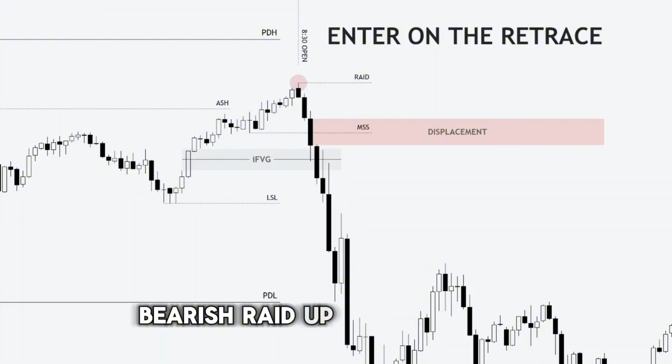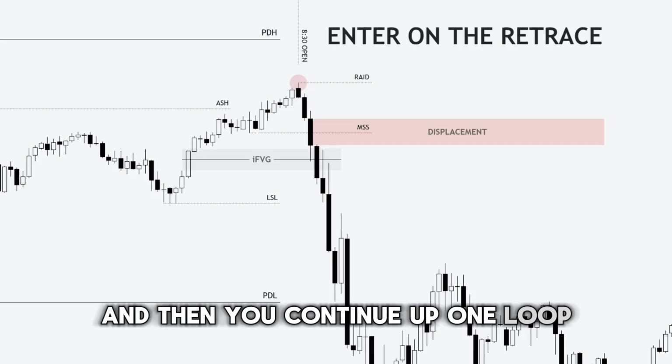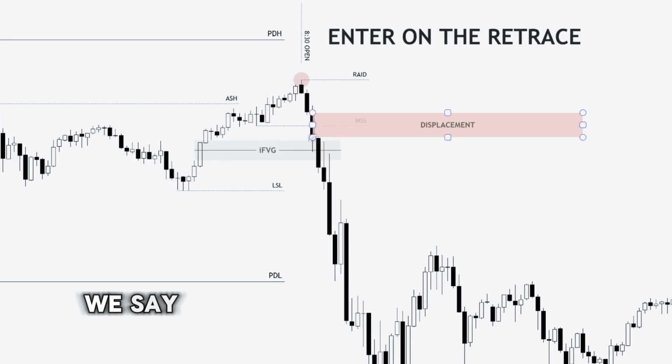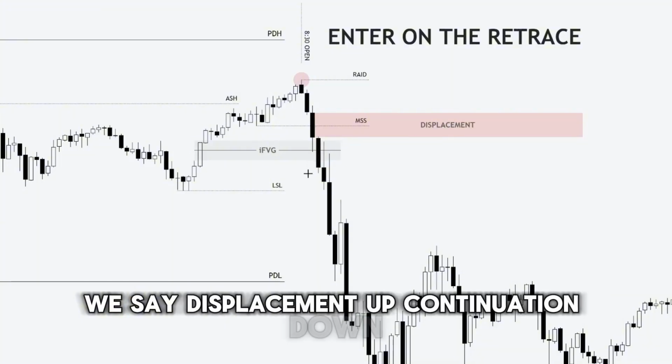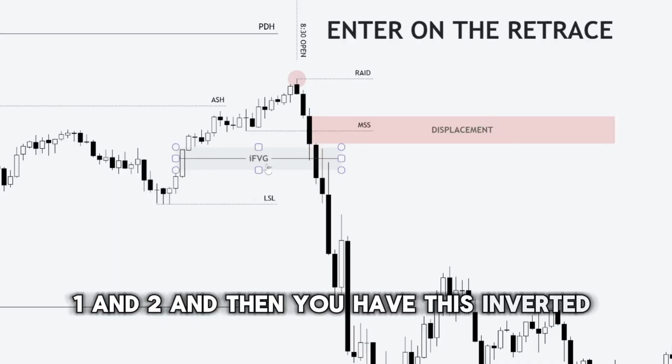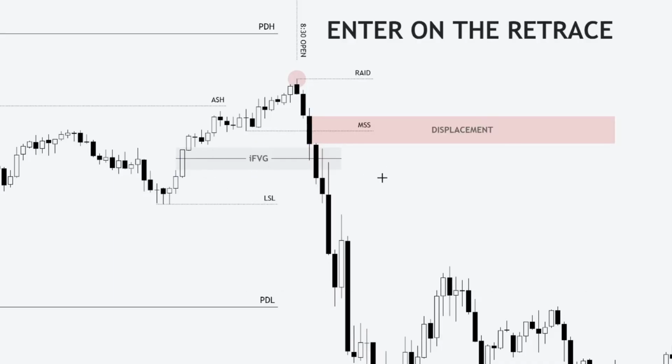Bearish: raid up, displace down, retrace up, and then continue down. Bullish: raid down, displace up, retrace down into your PD array, and then you continue up. One loop. So looking at our example, we say displacement up, continuation down. Now, you have multiple fair value gaps created, 1 and 2. And then you have this inverted fair value gap here.